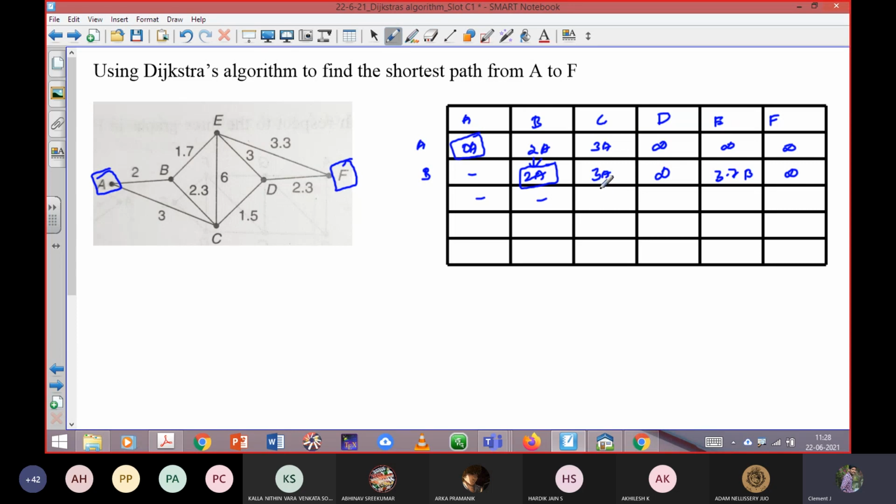Okay. Next least values. Vertex BC. C. Very good. So here C. So next C to D. 4.5C. Very good. Next C to E. 3.7B, sir. C to E. Okay, 3.7. Oh, correct. Next C to F. Infinity, sorry. Infinity. Okay.